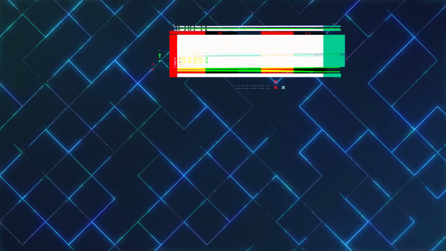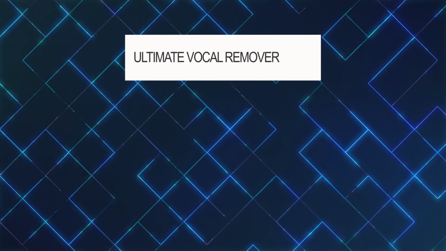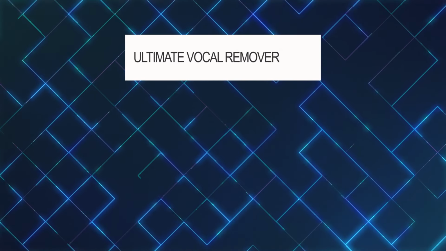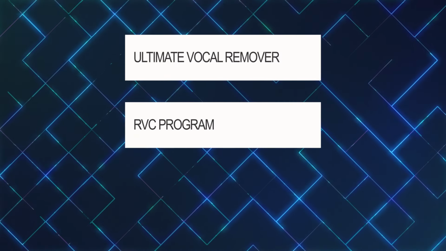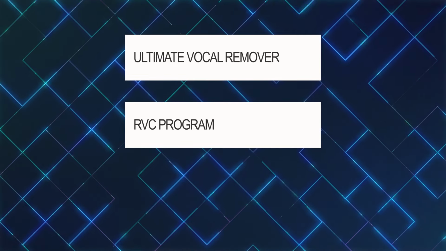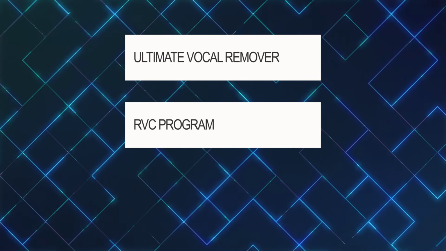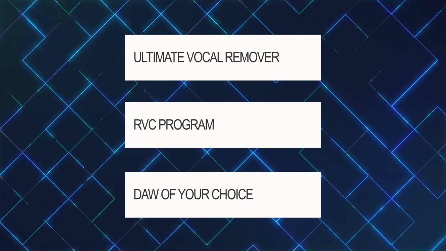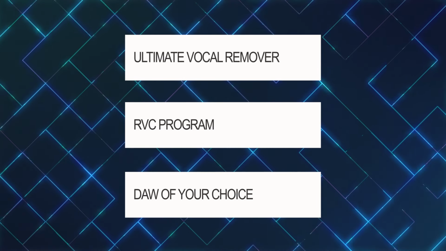What's up? It's Drake. First of all, what you're going to need is UVR, Ultimate Vocal Remover. I'll put the link in the description below. That's going to split your vocals and the track. Second, you're going to need Mangio-Crepe RVC, or another variation of RVC. There's a lot of those out there right now, so you can pick the one you want. Third, you're going to need a DAW or an audio editing software that's able to put all the sounds together.